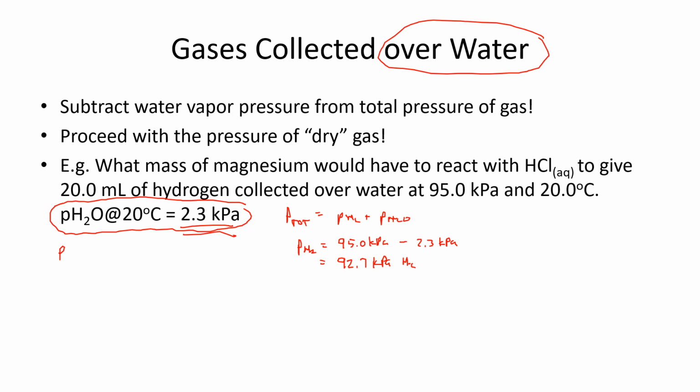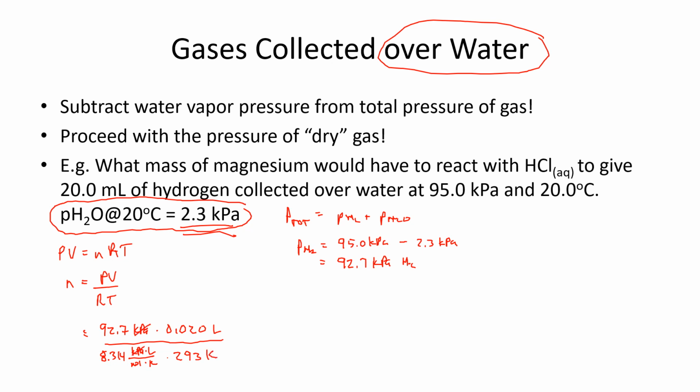So you're going to use the good old ideal gas equation, PV equals nRT. So n equals PV divided by RT. The pressure is the 92.7 kilopascals. The volume is 0.020 liters. The R is the constant, 8.314 kilopascal liters per mole Kelvin. And the temperature is 20 Celsius, which is 293 Kelvin.